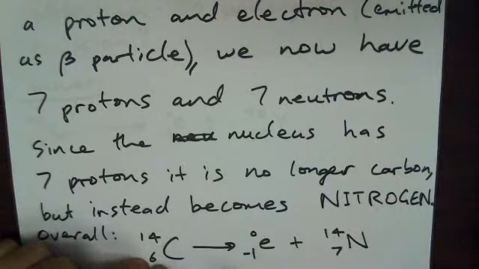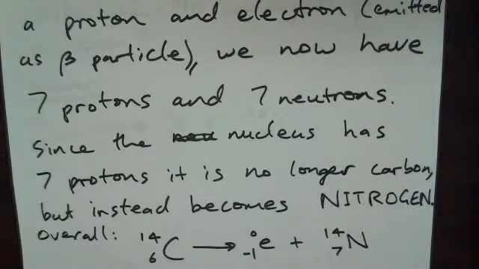Okay, we started off with 6 protons, but we know that one of these neutrons, so there were 8 neutrons, is going to be converted into a proton. So now we've got an extra proton. Okay, and that's basically it.